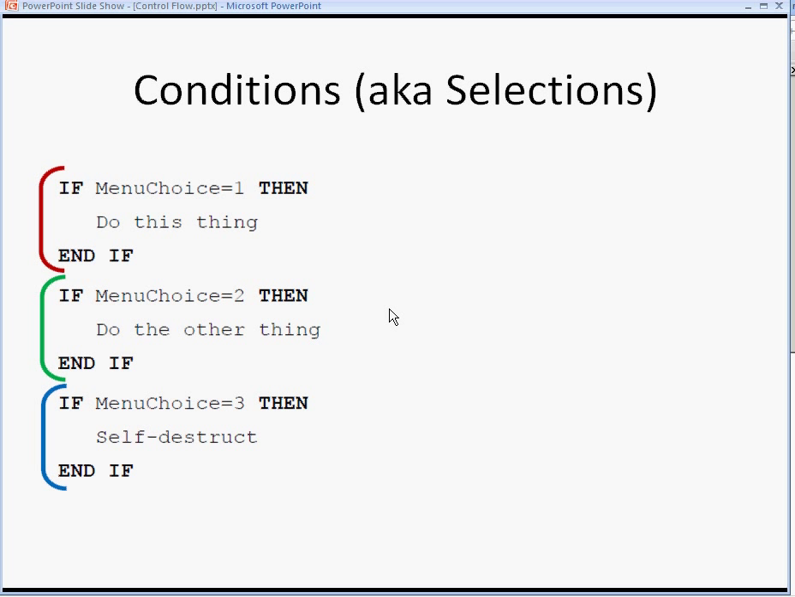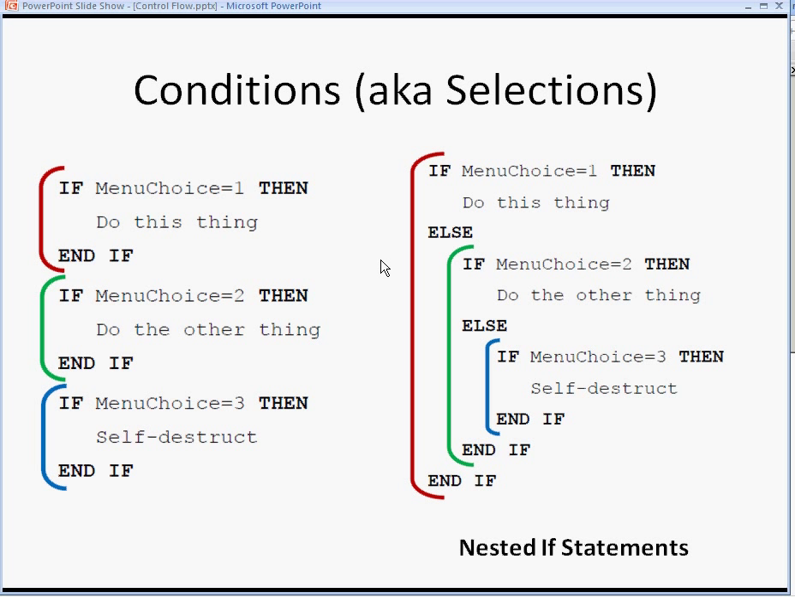So if menu choice 1 is done, then do one thing. Menu choice equals 2, do another thing. If menu choice is 3, self-destruct. That's pretty inefficient coding to code it in that way. What might be better are what are called nested if statements. So this code does the same thing, does it in a more eloquent way, where we nest the alternative outcomes within each if then else statement.